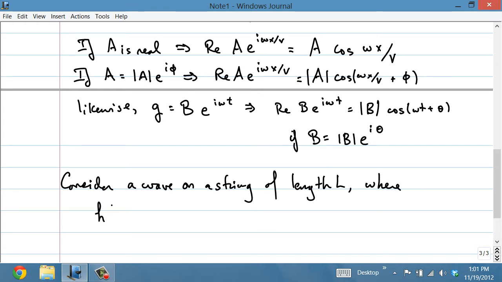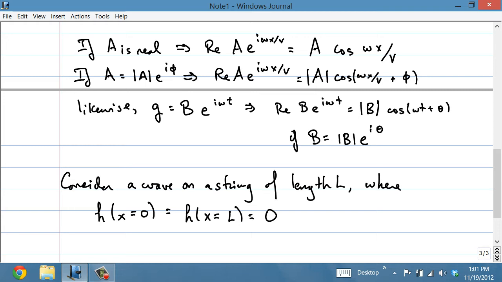Where we fix the endpoints of the string so that the value of h at either endpoint of the string is equal to 0. So if you have some guitar string and h is the height of the guitar string away from the equilibrium point, then L is just literally the total length of the guitar string.